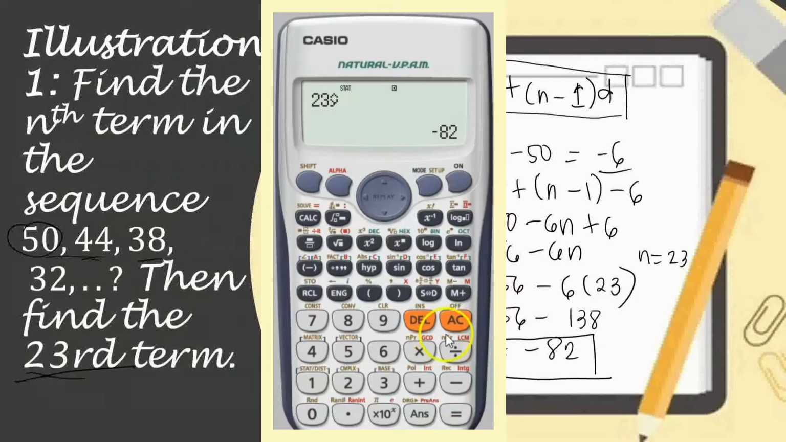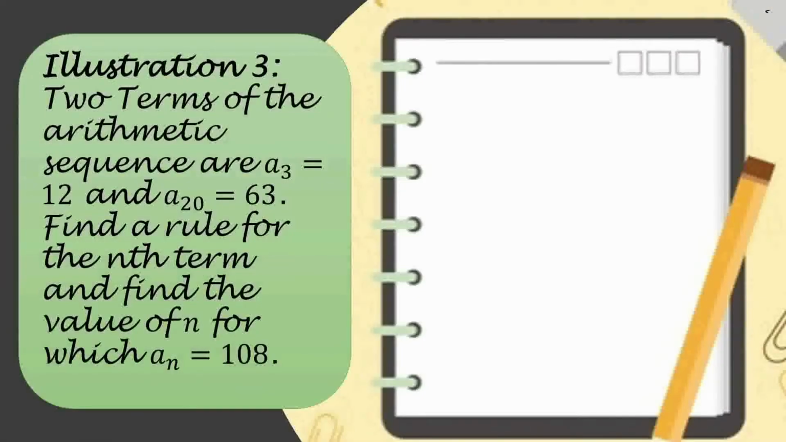So, next problem. For example number 3, two terms of the arithmetic sequence are a sub 3 is equal to 12 and a sub 20 is equal to 63. Find the rule for the nth term and find the value of n for which a sub n is equal to 108. So first, let's find the value of d. Isubstitute lang natin yung mga values ng a sub 3 and a sub 20 sa formula ng arithmetic sequence.